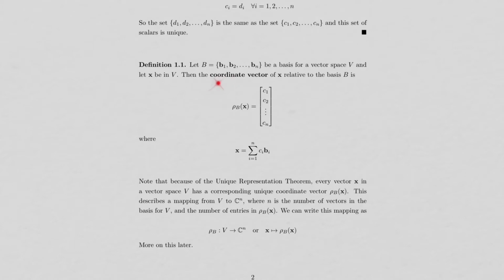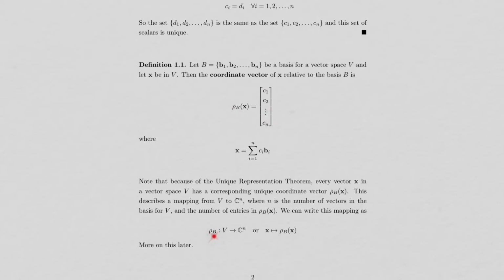Now we're going to define coordinate vectors using that unique representation. In other words, if B is a basis for a vector space V, and x is some arbitrary vector in V, well, we know that x can be written as a linear combination of those basis vectors by the unique representation theorem. And furthermore, these c's are all unique. So we're going to define the coordinate vector of x using this notation, the Greek letter rho with a subscript B of x, and this will be read the coordinate vector of x relative to the basis B, and it will simply be equal to a vector in Cn whose entries are the n coefficients c in the unique representation of x. As we'll see later, this actually defines an invertible linear transformation, in other words, an isomorphism.